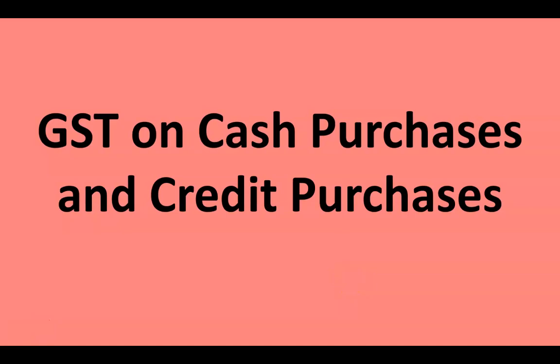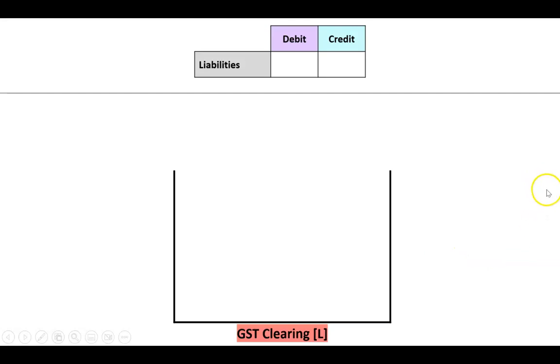How would GST be processed on cash and credit purchases? Well, let's refresh what we know about GST. GST clearing is the name of the account, and we assume it's a big tank or big tub of liabilities. So it follows the rules of debits and credits of a liability.